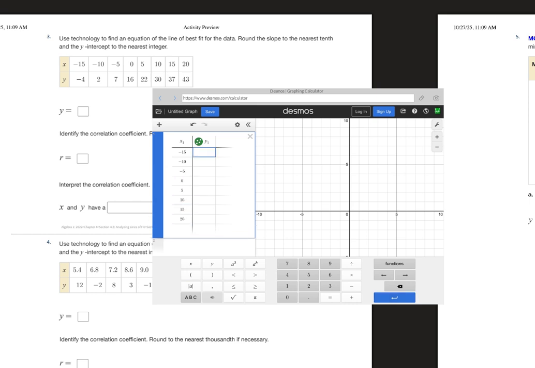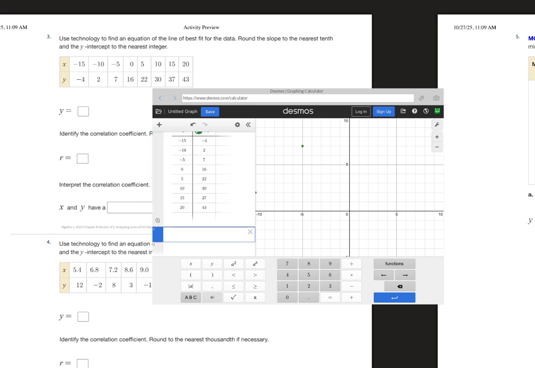So there we go. We got our X's. Our Y's: negative 4, 2, 7, 16, 22, 30, 37, 43. Hopefully you're not confused on where I'm getting this information. So back over here, browse. You can either just tap right here, or you can hit the plus sign and hit expression.